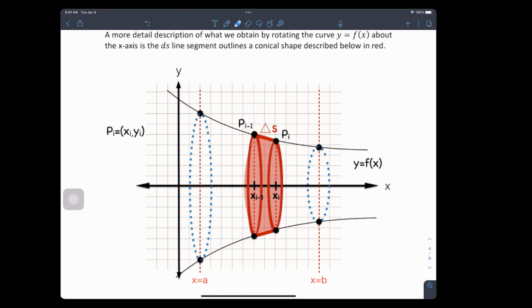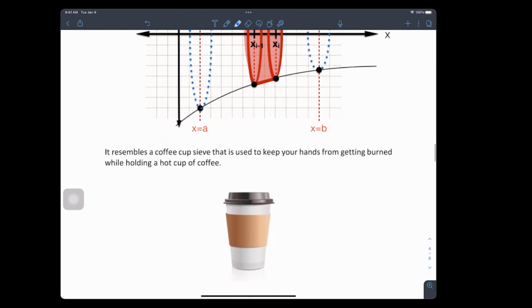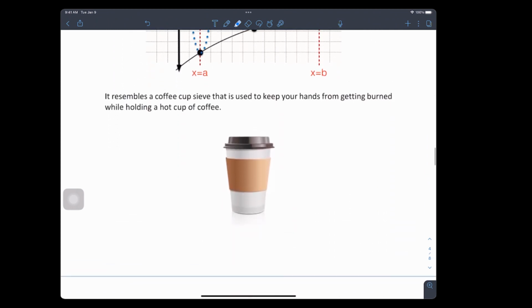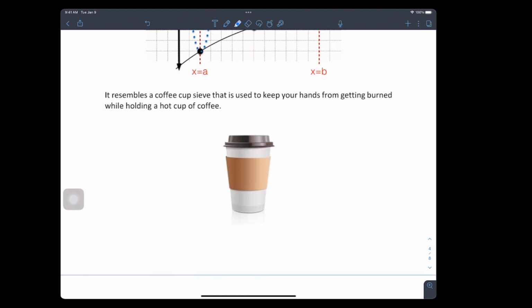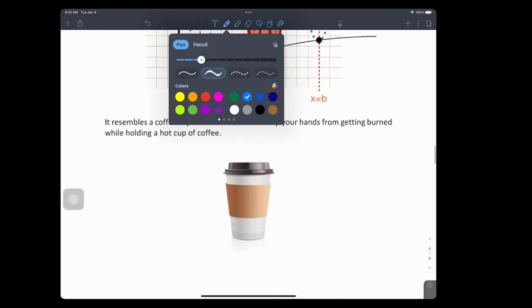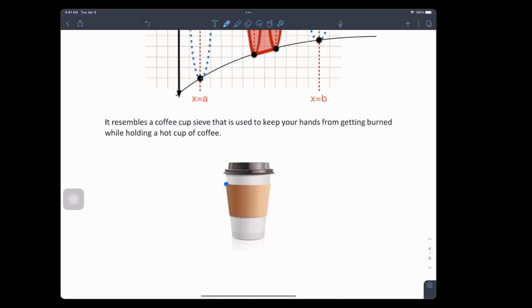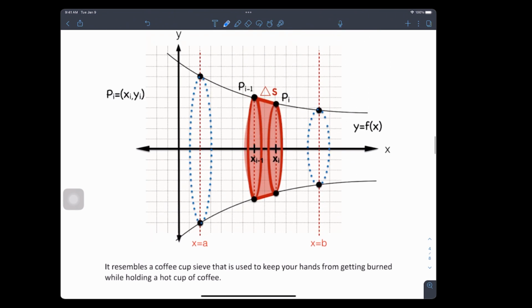That delta S, that small increment from P(i-1) to Pi, gives you this picture here that's shaded for the ith subinterval. It looks like what we call a sleeve, which means this resembles a coffee cup sleeve that is used to keep your hands from getting burned. This is like kind of that point, although it's oriented differently. You're taking this portion and you rotate it about an axis to give you what we're seeing there.